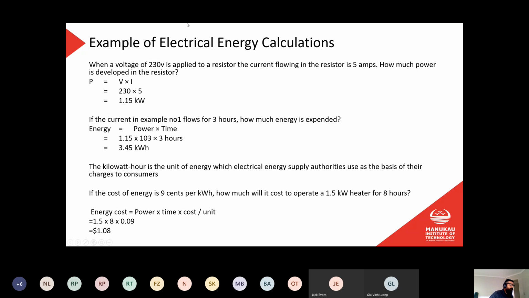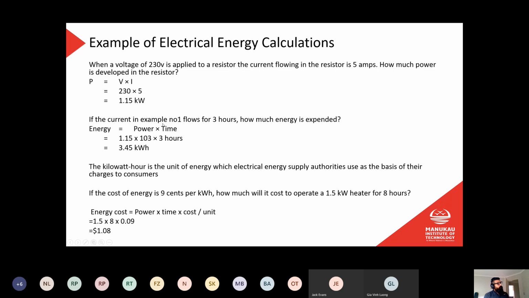So here's an example of the electrical energy calculation. If a voltage of 230 volts is applied to a resistor, the current flowing in the resistor is 5 amps. So we're at 230 volts, 5 amps. How much power is developed in the resistor? Power is voltage times current, so that would be 230 times 5. And therefore we have 1.15 kilowatts. So that's the rate of energy consumption.